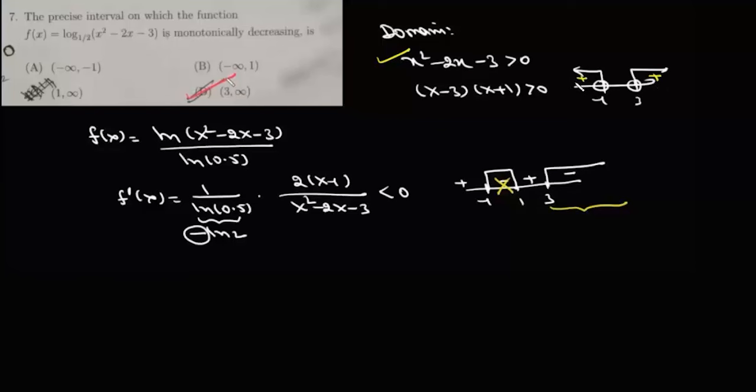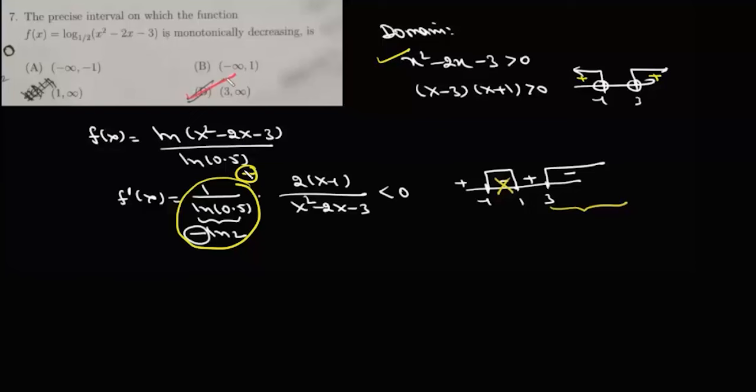And the second thing is this log is not on the natural base, it is in base 1 by 2. So we know log b base a is log b upon log a. So we'll express this as ln of (x square minus 2x minus 3) upon ln 0.5, or minus log 2. Now this ln 0.5, or minus log 2, is nothing but a negative value. So we'll take this minus sign, and then if we differentiate this log function, we'll get 1 upon (x square minus 2x minus 3) into (2x minus 3).